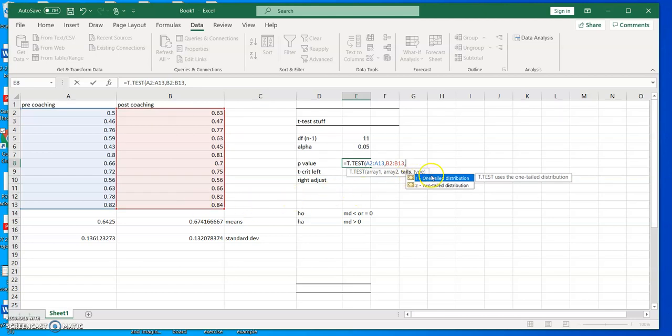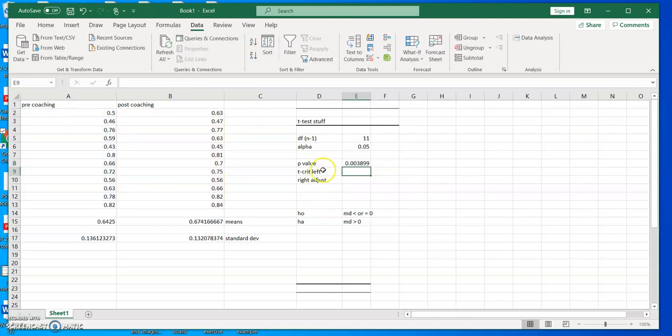I'm going to choose a one-tailed distribution because, again, it's a directional hypothesis. And I'm just looking at one side of the t-distribution. And I'm going to use a paired samples t-test because that's the one I want here. I want to compare the pre and the post, and look at each individual's difference in their scores. So I load that in, and then I'm going to hit enter. We'll see what we got. It's a pretty low p-value here of 0.0038. So that already tells me this is significant because this p-value is lower than the alpha level.